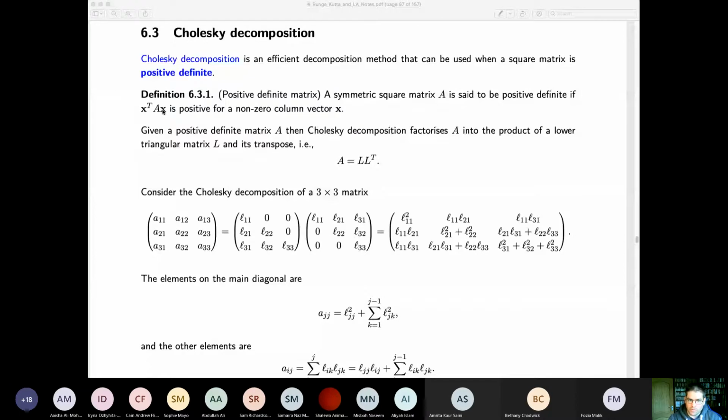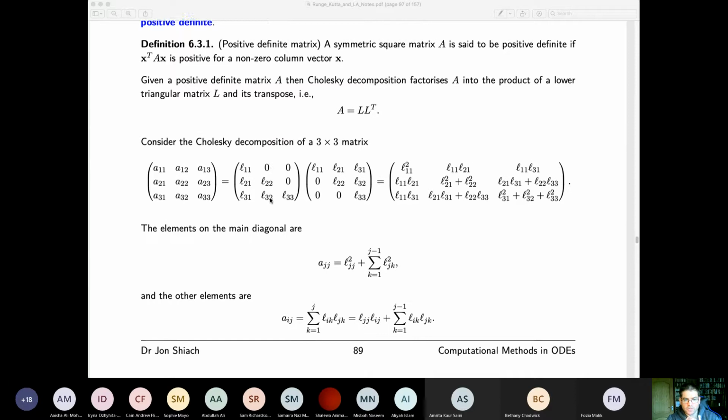So if we do have a positive definite matrix, we can calculate what's called the Cholesky decomposition. It's similar to LU in the fact that we want to factorize our matrix A into the product of two matrices. But with Cholesky decomposition, the two matrices are L, which is a lower triangular matrix, and L transpose, which, if we transpose a lower triangular matrix, is an upper triangular matrix. So L is our lower triangular matrix, and we multiply it by its own transpose, we should get A.